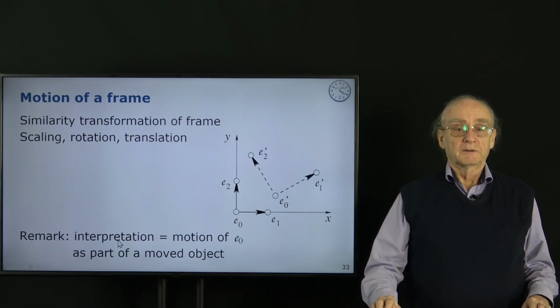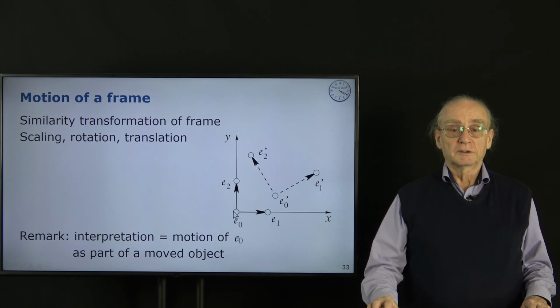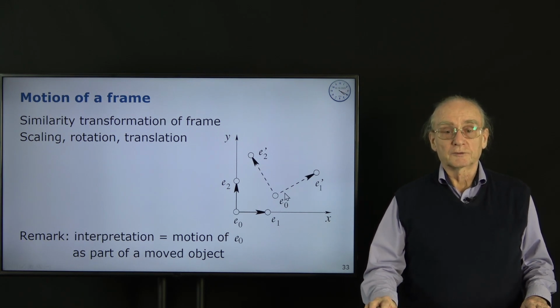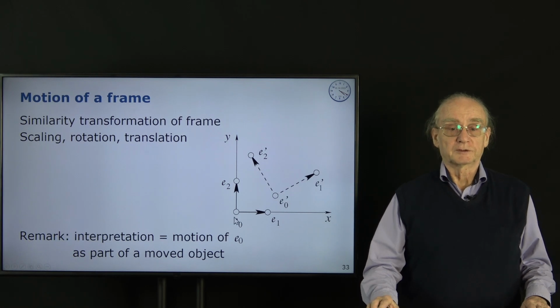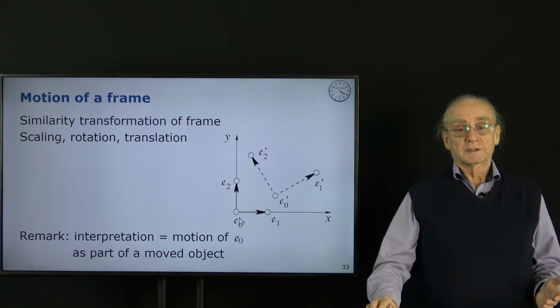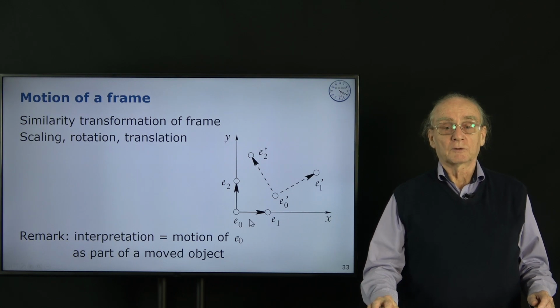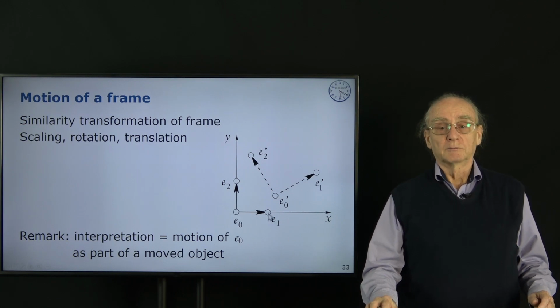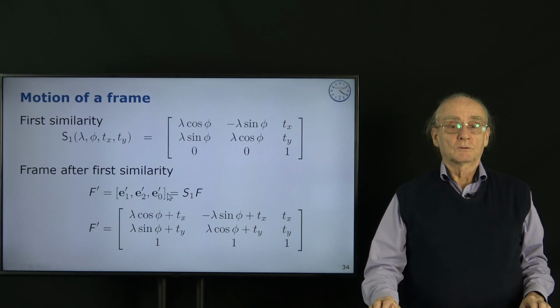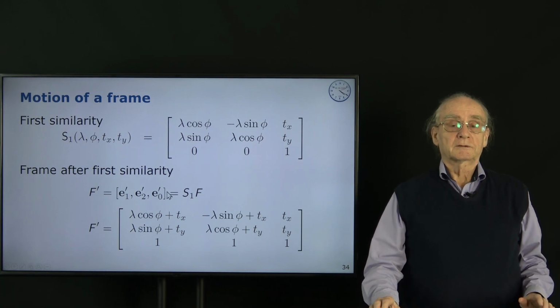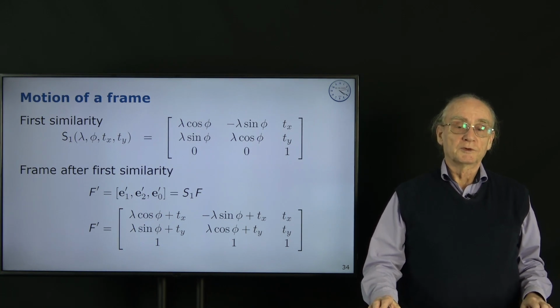So a similarity transformation of a frame, of course, could contain a scaling, a rotation and translation, as we saw, and we always interpret it as a motion of this coordinate frame into a new coordinate frame. So these 2 frames are different, so to say, as part of a moving object, as if our object would be first here and then moved to here. So let's look at a frame which is moving twice.